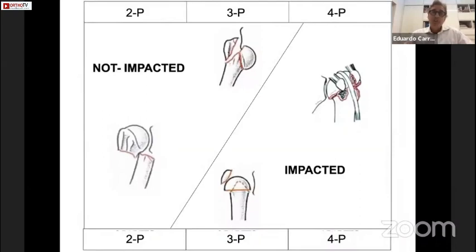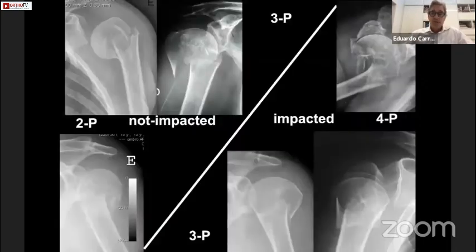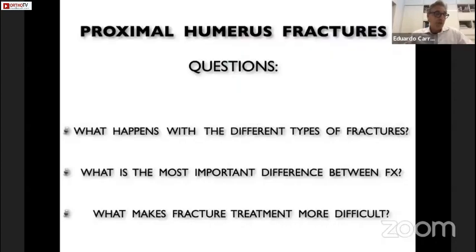So I propose to understand the fractures, instead of seeing if they are 2, 3, or 4 parts, you have to recognize if they are impacted or not impacted fractures. You see this kind of fractures. In the left side, they are not impacted, and in the right side, they are impacted fractures. Almost all 2-part fractures are not impacted, and almost all 4-part fractures are impacted fractures. So can we begin to understand this question? What happens with the different types of fractures? The difference is if you have impaction, if you have bone loss or not.